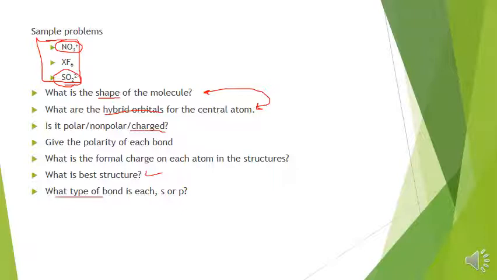And we'll just go over the types of bonds that you can find in a structure. This should be sigma, not S, and this should be pi.